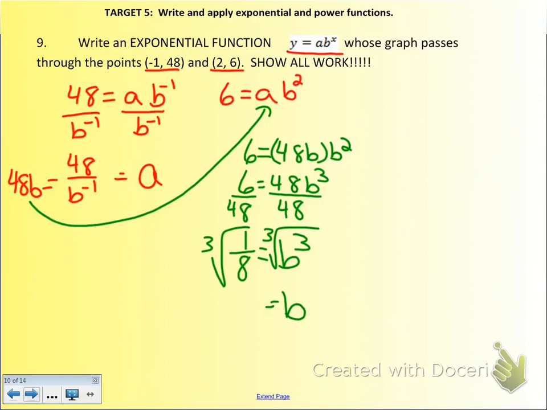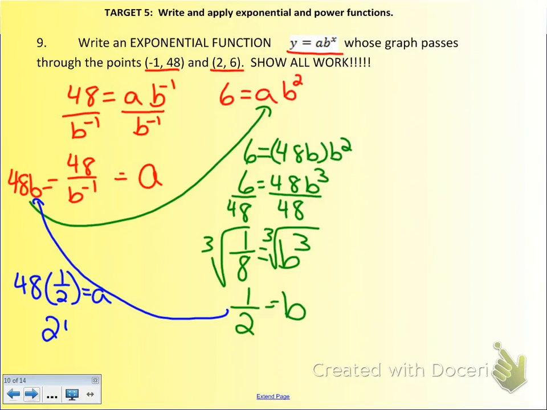The cubed root of 1 is 1, and the cubed root of 8 is 2. So b is 1/2. We now want to find out what a is, so I'm going to take this 1/2 and plug it up here. So we get 48 times 1/2 equals a, and 48 times 1/2 is 24.